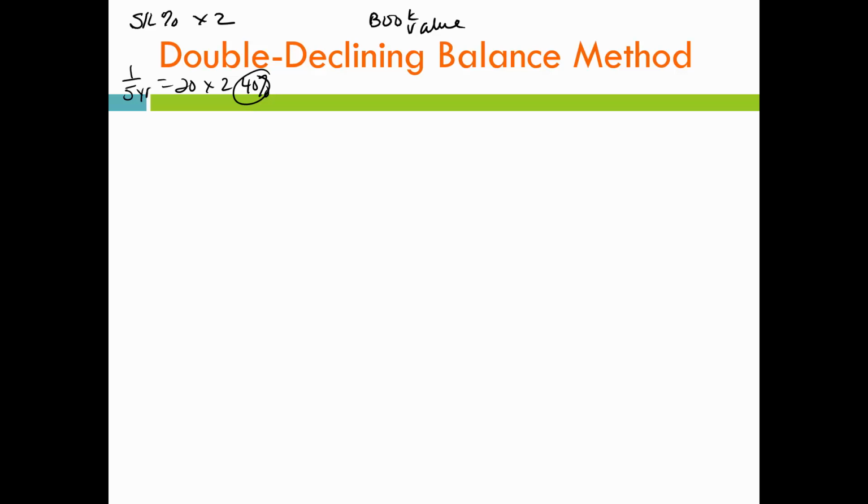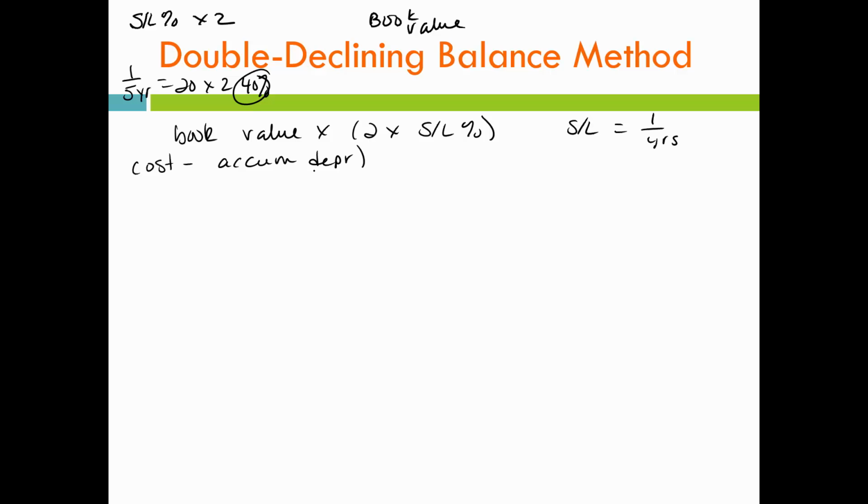So in this example, I'll always take the book value times 2 times the straight line percentage. And the straight line percentage is 1 over the years of the useful life. And the book value is always the cost minus the accumulated depreciation.